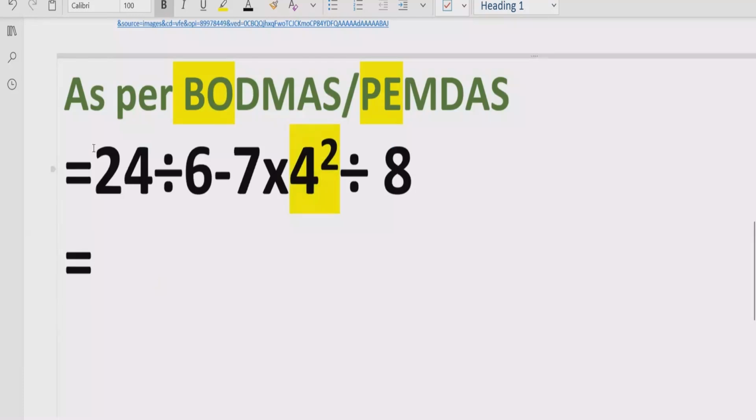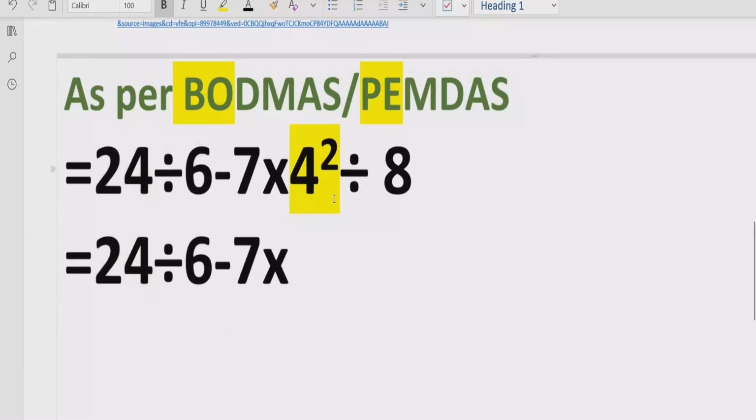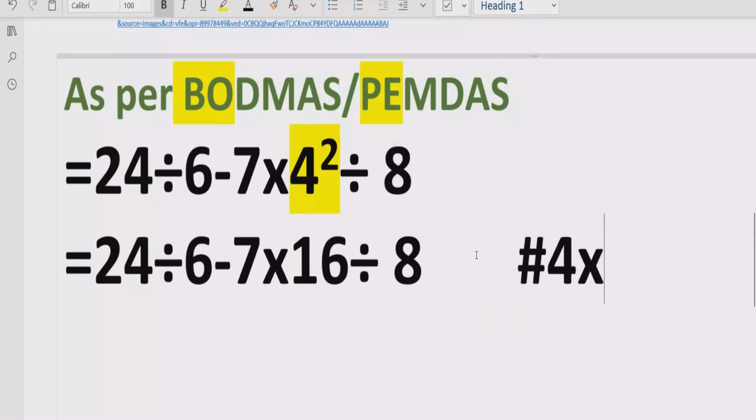So we will write 24 divided by 6 minus 7 multiplied by 4 raised to power 2, which means 4 multiplied by 4, which is equal to 16. And divided by 8, we will write as it is. And here we have to give the reference: 4 multiplied by 4 equals 16.